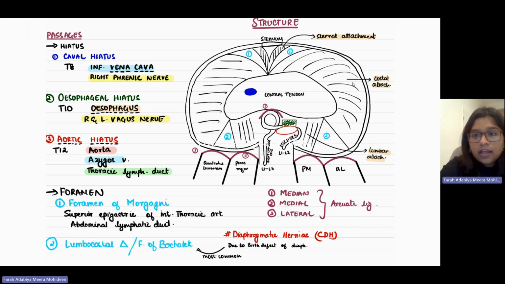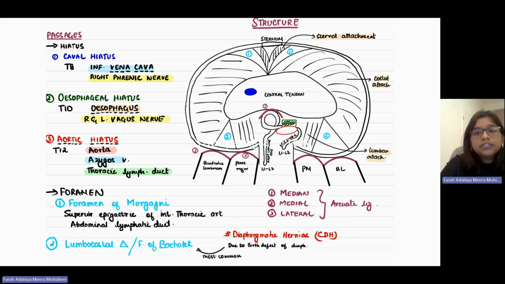Now, this is the major structure of a diaphragm. Attachments we've already spoken about, but there's the central tendon, the tough part, which is the central attachment of the diaphragm. And then you have the muscles. There's the sternal attachment, where the xiphoid process attaches. The costal attachment, where it attaches to the lower ribs. And then there's the lumbar attachment, right?